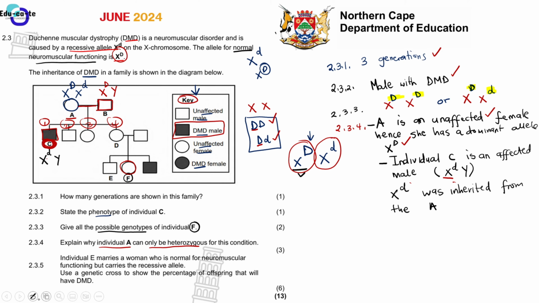So now that's how you explain why individual A is in a heterozygous state, or can only be in a heterozygous state. You have explained that she has a dominant allele because she is not sick, and then she has a recessive allele because the son has a recessive allele, meaning that the son has inherited that recessive allele from this woman, which is his mother A.